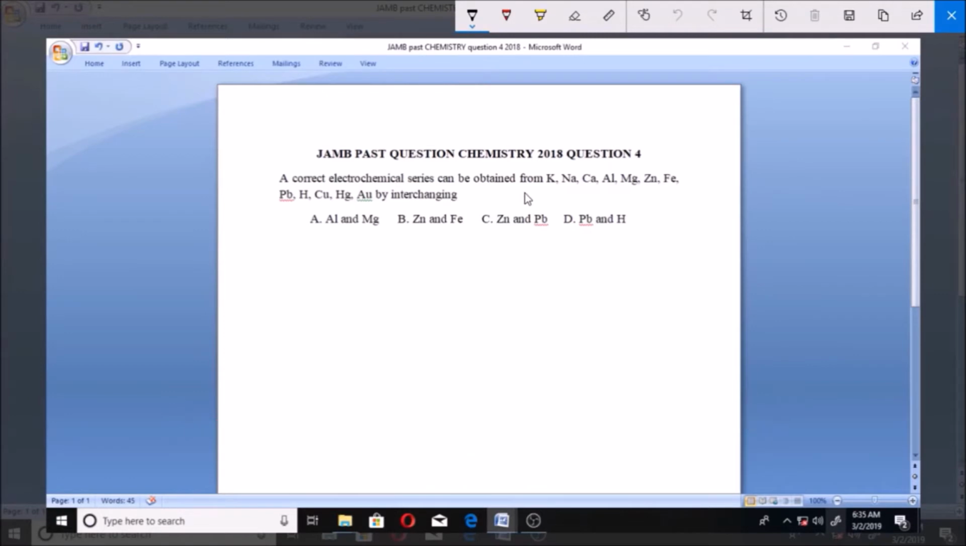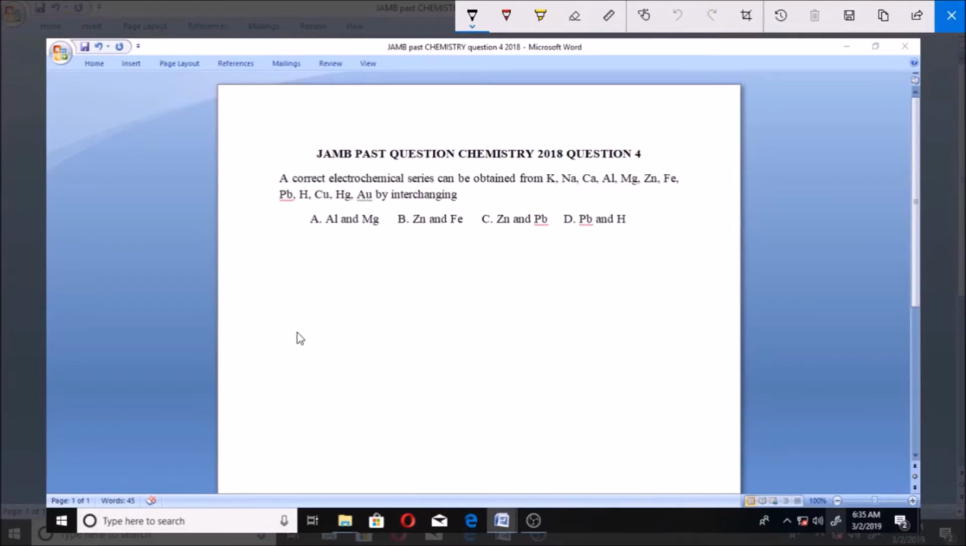Now if you look at the electronic configuration of these various elements, which actually determines their arrangement in the electrochemical series, you will find out that aluminium comes before potassium. So this Al comes before potassium, which is K, and then magnesium comes before aluminium.